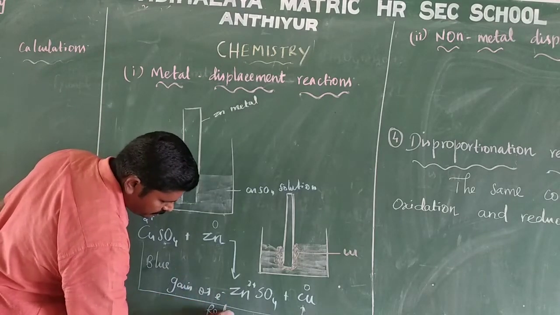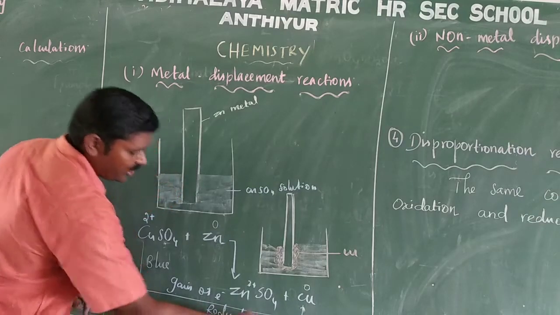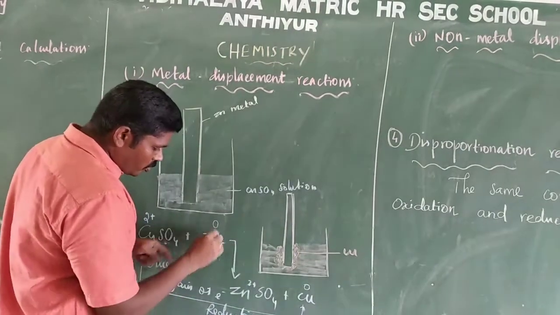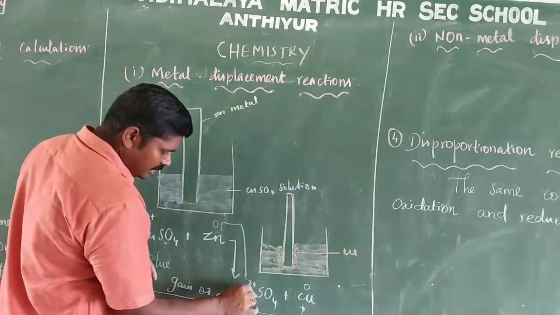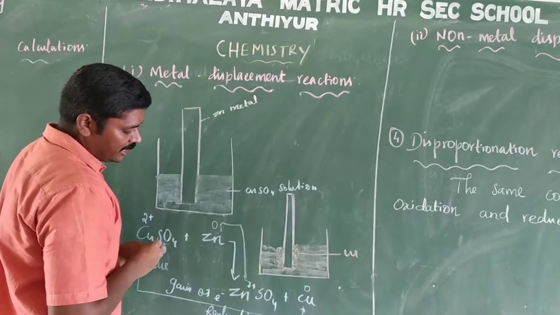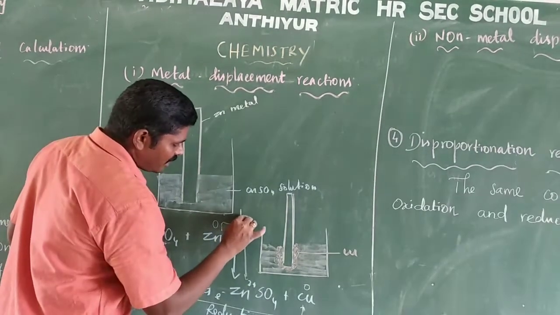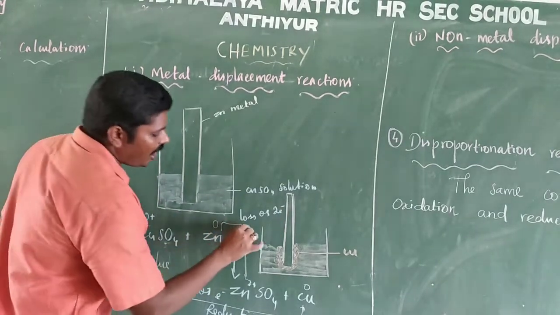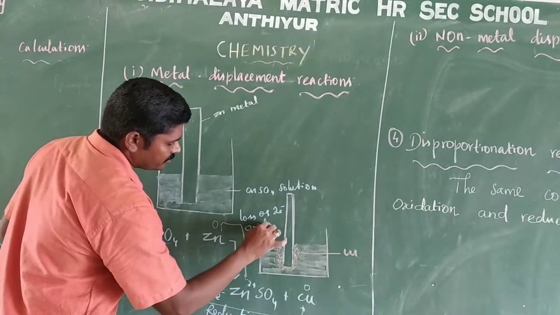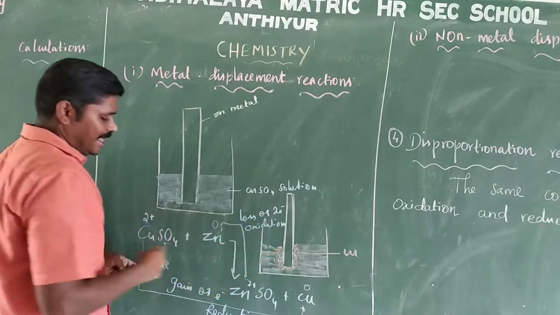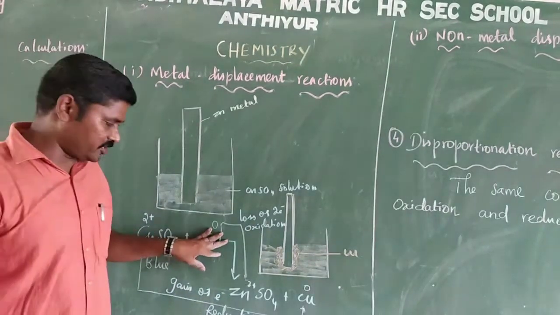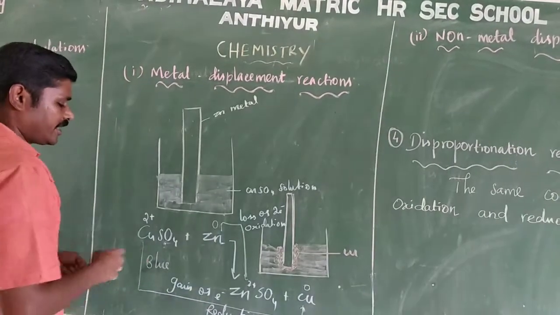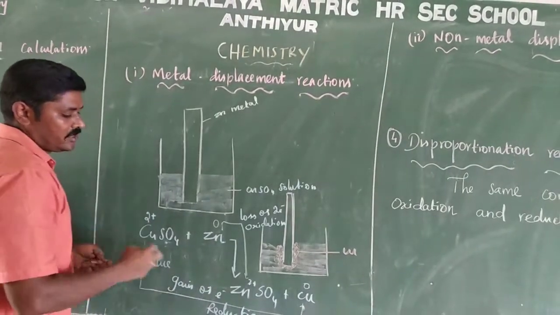reduction, right? So zinc 0 to zinc 2 plus, loss of 2 electrons, oxidation. Okay, the redox reaction. The oxidation and reduction are carried out in this reaction.